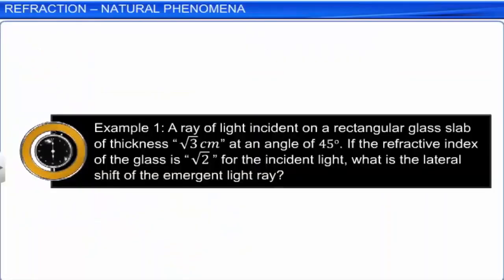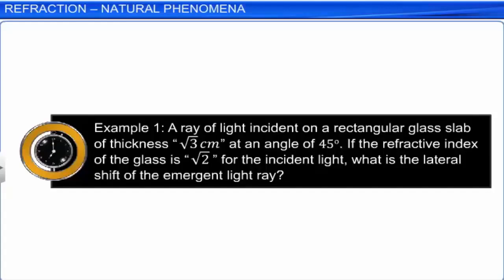Let us consider an example. Example 1. A ray of light is incident on a rectangular glass slab of thickness √3 cm at an angle of 45 degrees. If the refractive index of the glass is √2 for the incident light, what is the lateral shift of the emergent light ray?